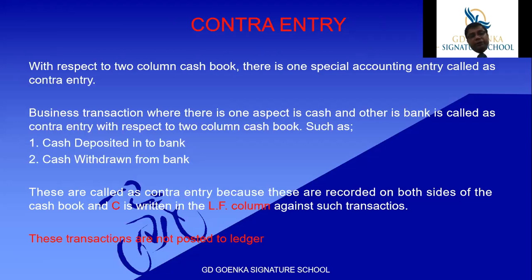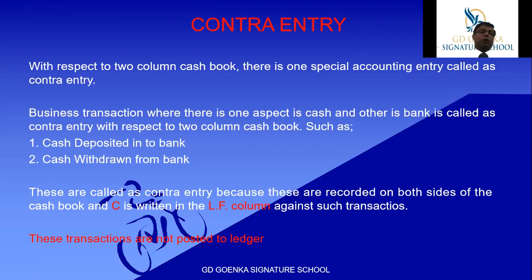In order to represent such a transaction in the cash book, in the ledger folio column, we write C. C is a shortcut for contra entry. And the importance of a contra entry is that these entries are not posted into the ledger.